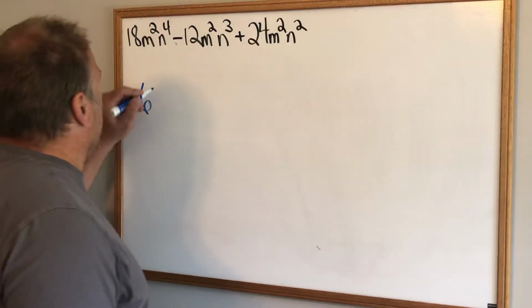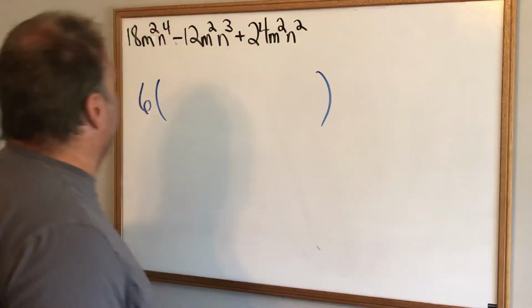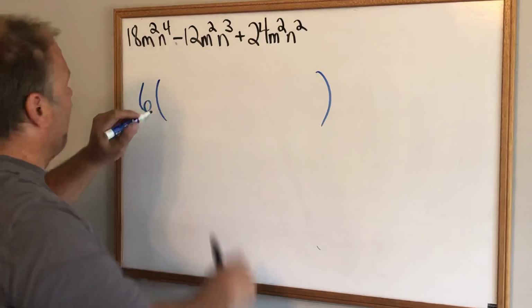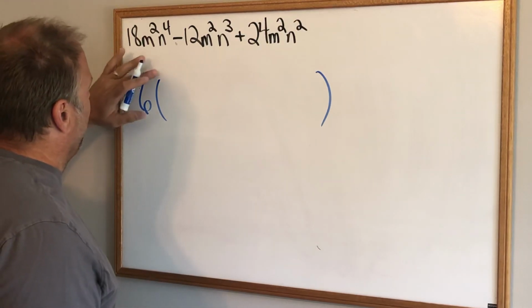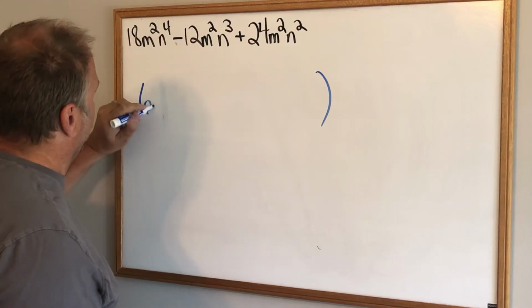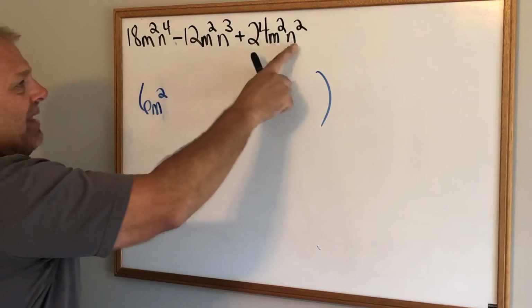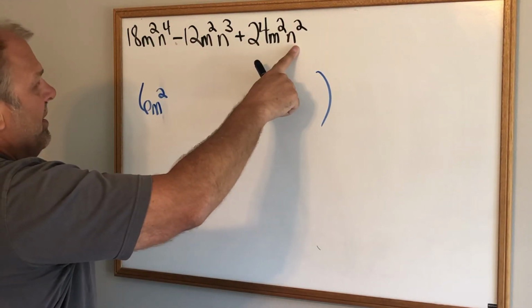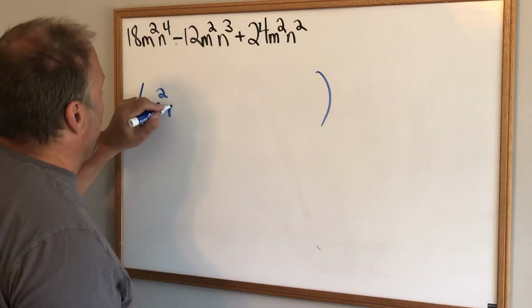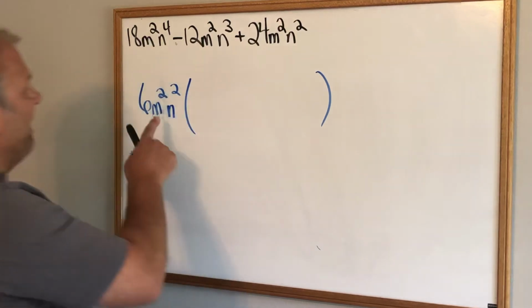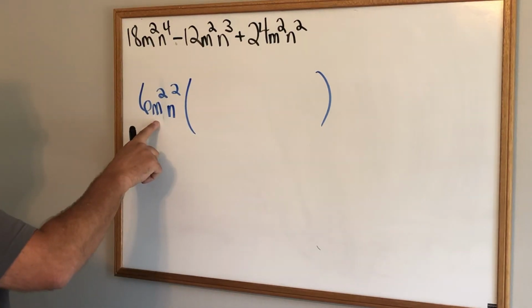All right, now, how many m's? I have m squared, m squared, m squared. So I can take an m squared out of everything. How many n's? 4 n's, 3 n's, 2 n's. So I can take 2 n's out of everything also. So there's my GCF.